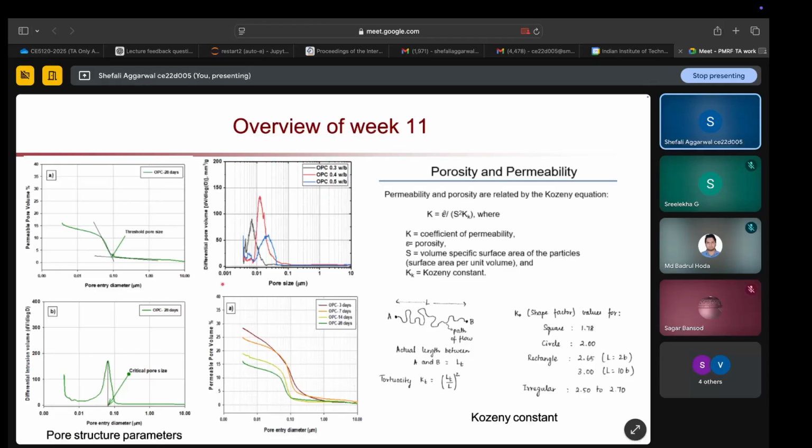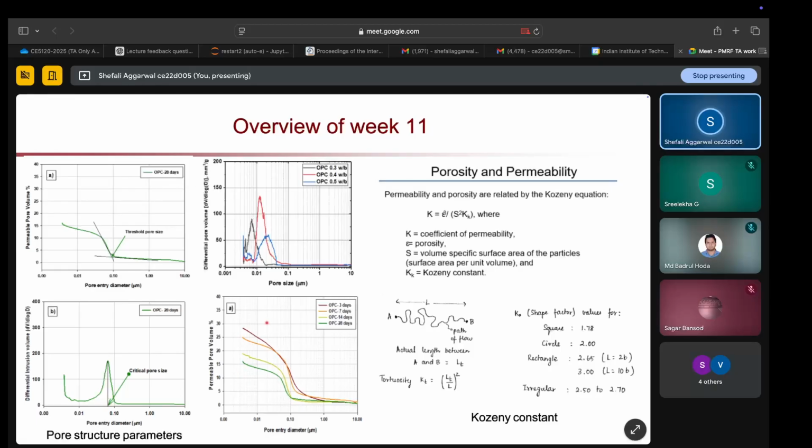Other thing is what are the different factors which affect the pore structure of your concrete system. Firstly, it is the water binder ratio. You can clearly see here that at a higher water binder ratio, like let's say 0.5 water cement ratio, you have a bigger pore size. As your concrete gets compacted, at 0.3 water cement ratio, your critical pore size is decreased.